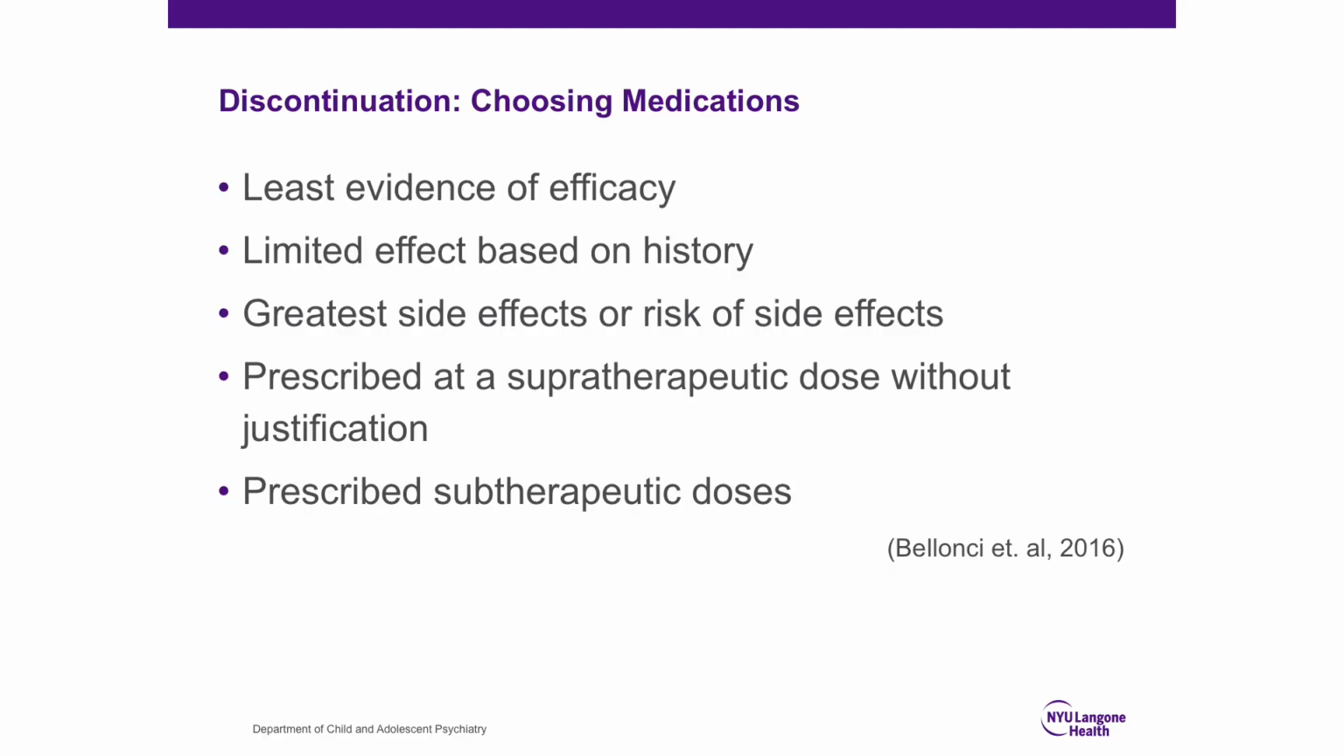Specific to child and adolescent psychiatry, choosing medications to discontinue or prioritizing: start with those with the least evidence of efficacy. So that's going back to the literature and how effective is this for the indication for which I want to use it. Those with limited effect based on history. Has this done anything in this case? Those with the greatest side effects or side effect risk. I think we all think about, like somebody mentioned, the risperidone or the atypical antipsychotics. Those that are prescribed at a supertherapeutic dose without justification, as that increases risk of side effects. And those prescribed at subtherapeutic doses, which may be clouding the picture, but not actually contributing much.